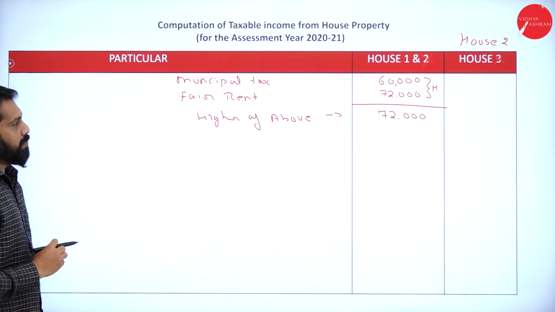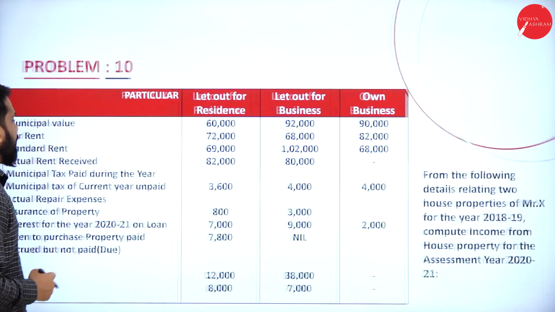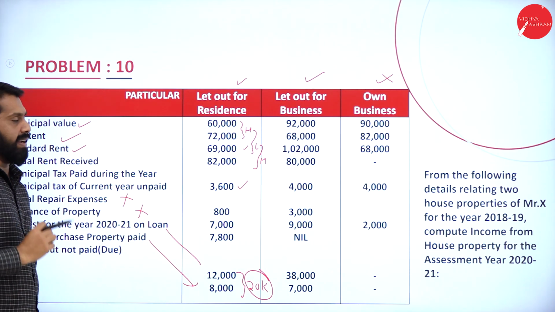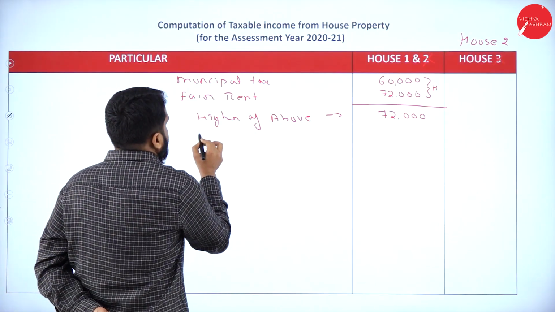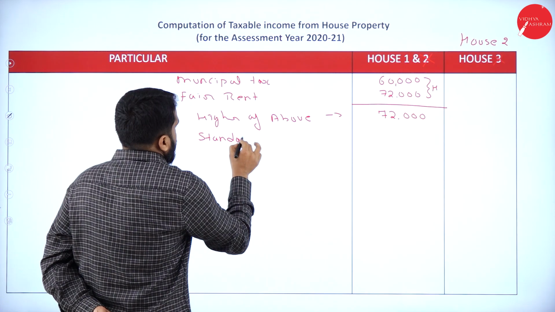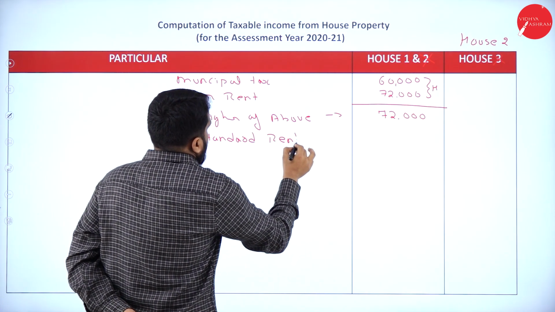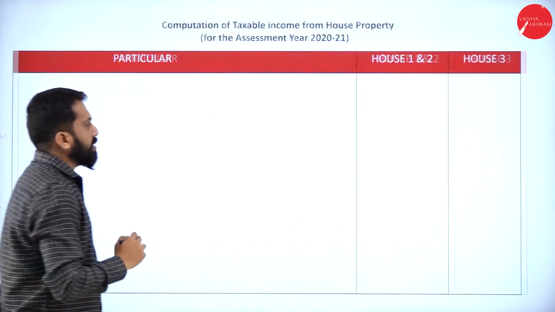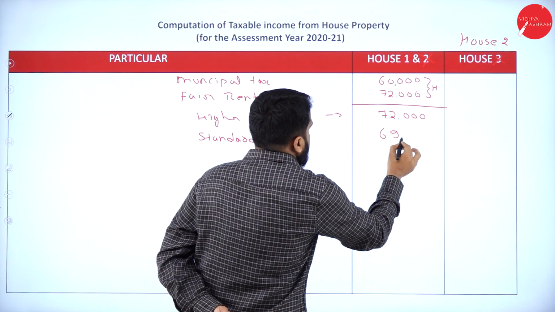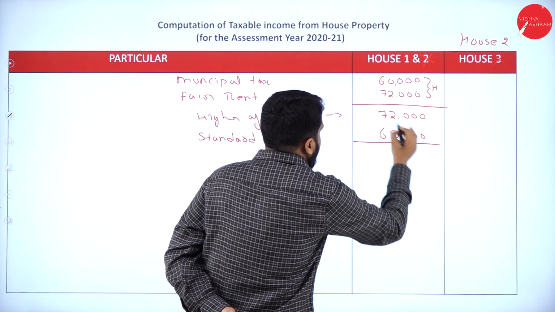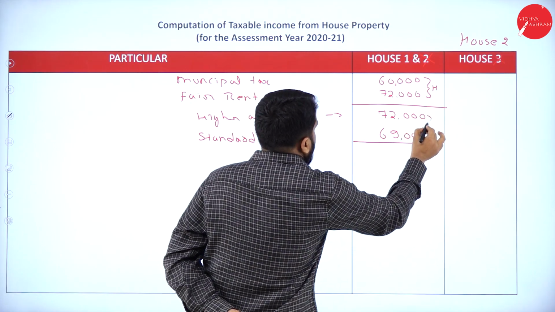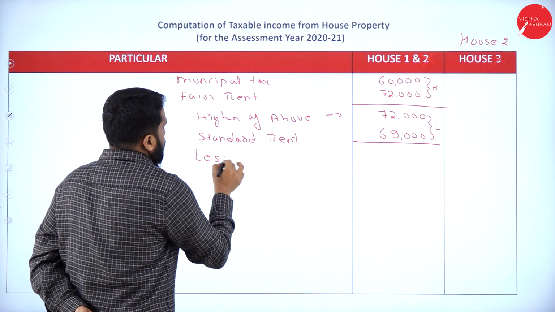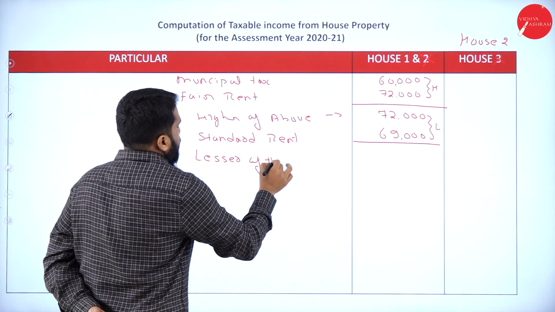Now, higher of the above, how much did we get? 72,000. Again, I'll go back. Over this, we'll go for standard rent. Now, your standard rent, how much do we have? Standard rent we have 69,000. So go for this 69,000. Compare this, whichever is lesser. Lesser of the above.